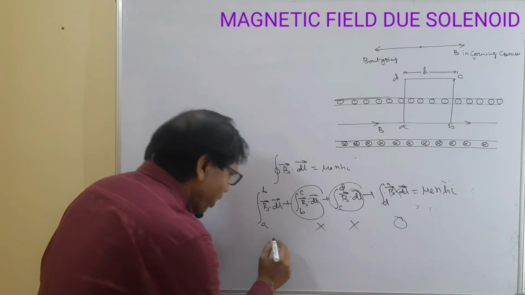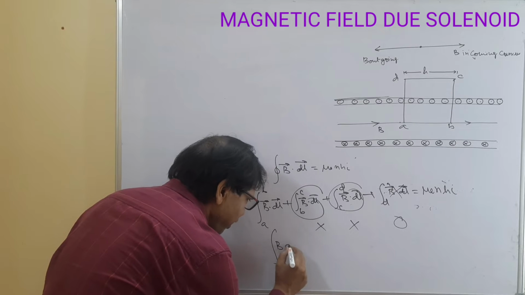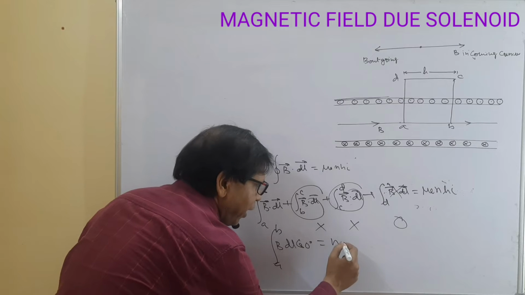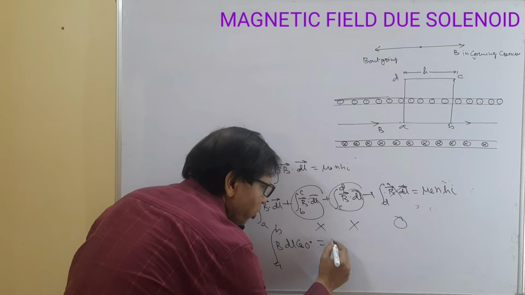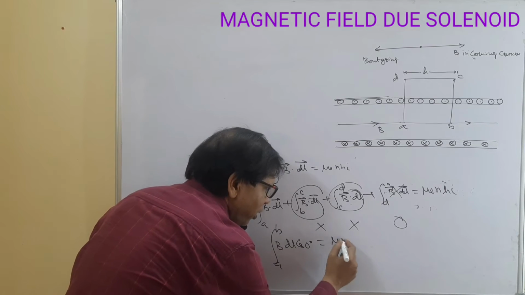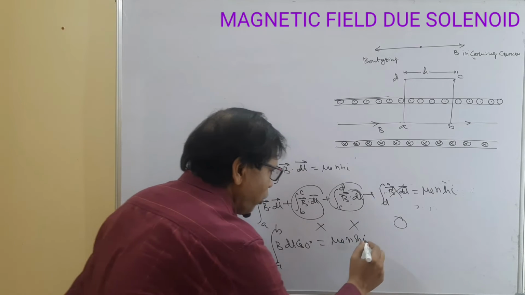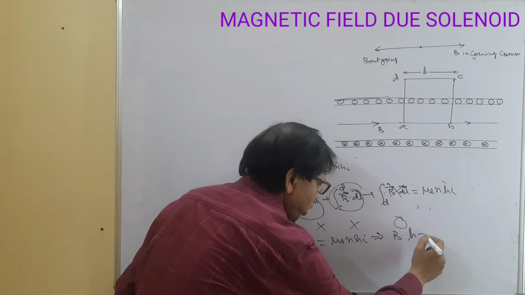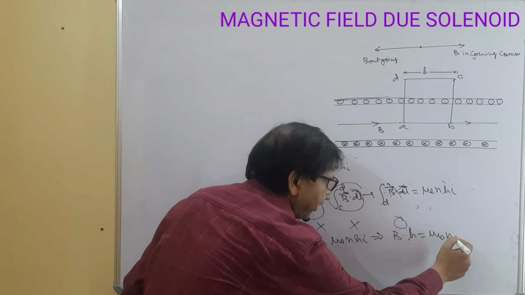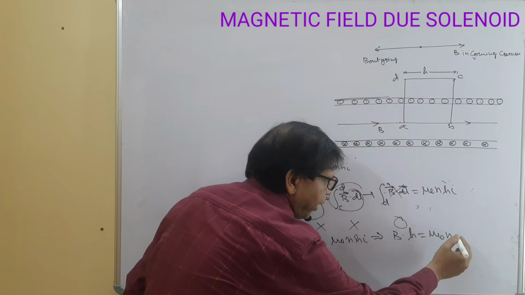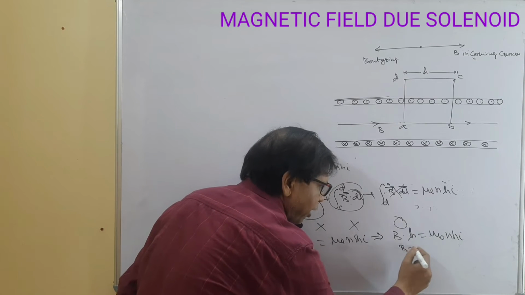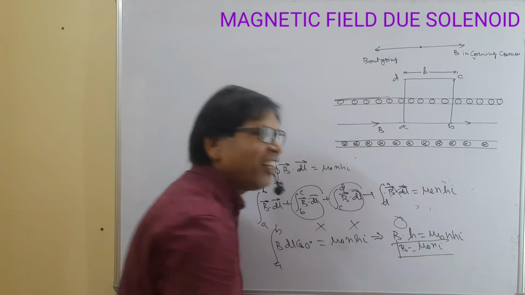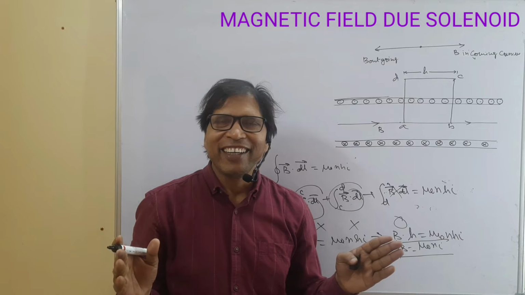Now look at this. This is B dl cos 0 degree from A to B. This is the n, this is mu naught n h I. Now here B is uniform and dl is the h. So this is mu naught n h I. So B equal to mu naught n I is the magnetic field inside the solenoid.